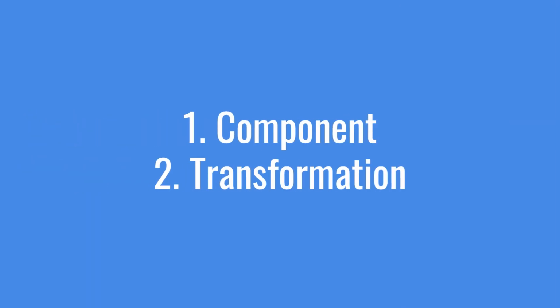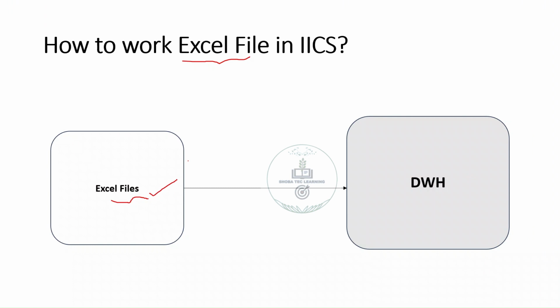First it is the component. Then the transformation. Why we want to use that component: inside the component only we are going to place our Excel file. After that, we want to call the Excel file, that is the component, inside the mapping. Inside the mapping, in the sense in the transformations, you are calling it.